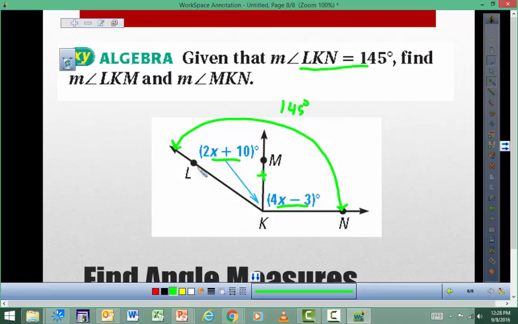You just set up an equation. This angle is 2x plus 10. So that's the first angle, right? That's this little bitty angle right here. Then there's this other angle over here. Well, if we add them, 4x minus 3, it's got to be equal to the big one. And so then we put 145 right here. My friends, the geometry portion of this problem is done.